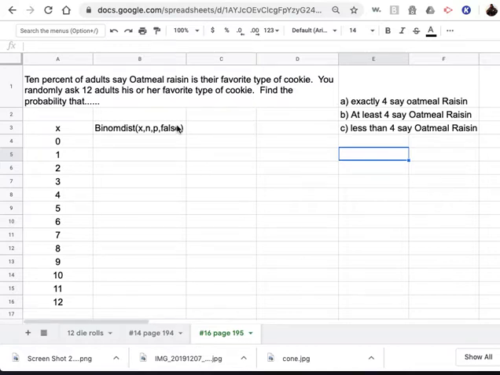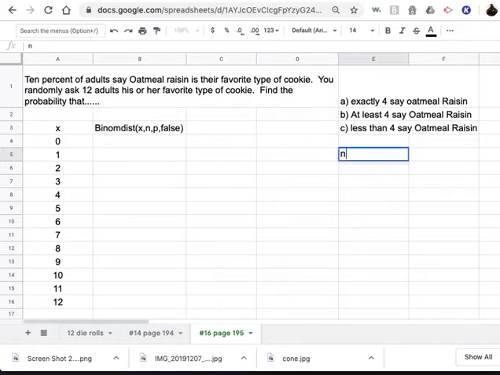It would be on page 195, and it says 10% of adults say oatmeal raisin is their favorite type of cookie. You randomly ask 12 adults his or her favorite type, find the probability that, and they pose us with three questions. Exactly 4 say oatmeal raisin, at least 4 say oatmeal raisin, and less than 4 say oatmeal raisin. So we've got to identify some important pieces of information here.